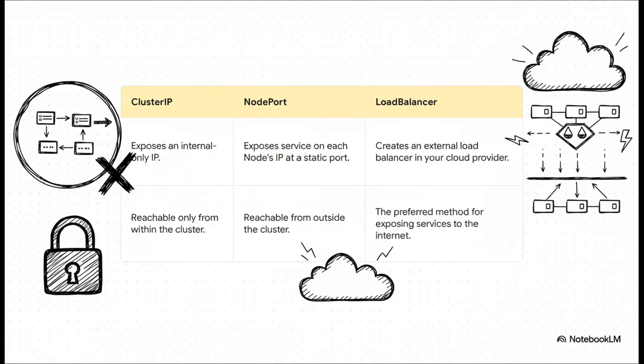The default is ClusterIP, which is only accessible from inside the cluster, perfect for your internal microservices to chat with each other. Then there's NodePort, which exposes your app on a specific port on every single node in your cluster, which is handy for some basic external access. But for real production traffic from the internet, you're almost always going to use a LoadBalancer service, which actually goes out and creates a load balancer in your cloud provider.